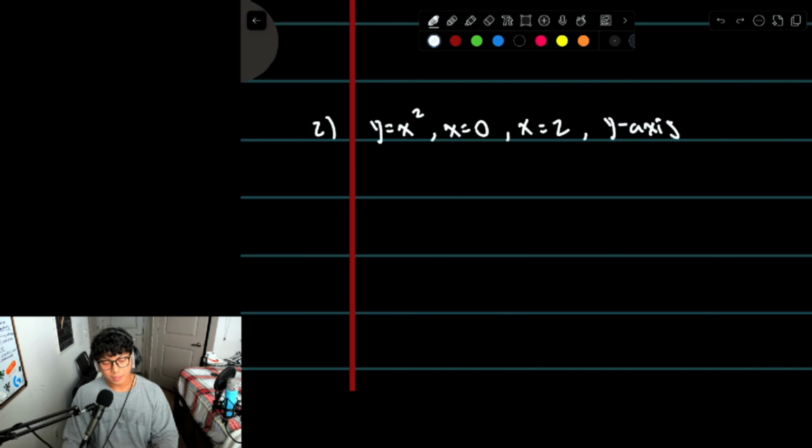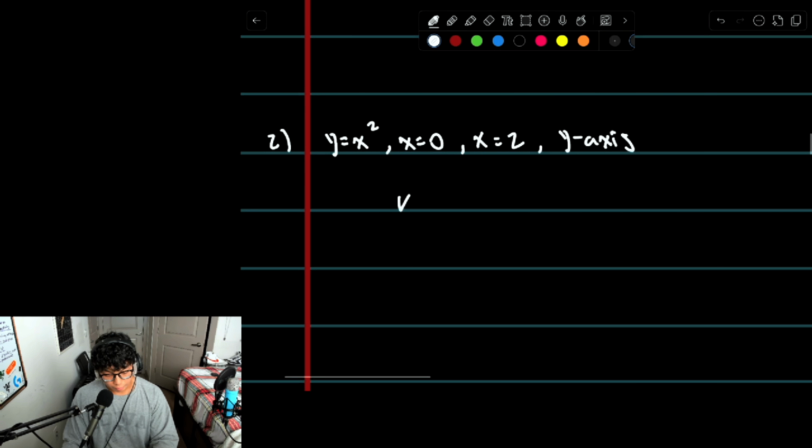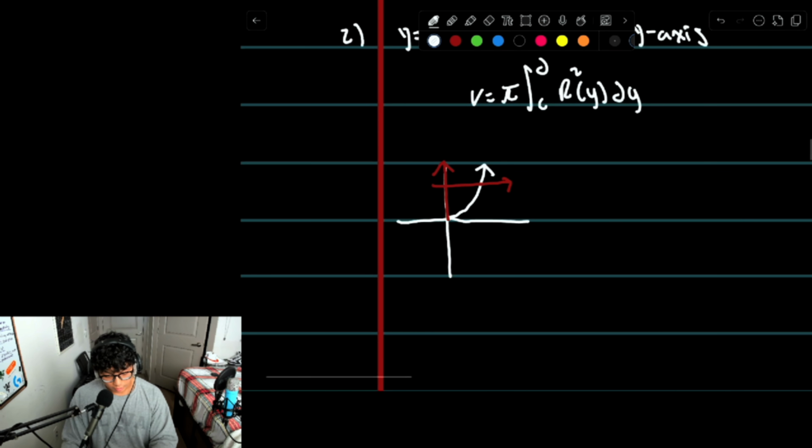So problem 2 will be similar to problem 1, except this time we're rotating about the y-axis. So now we know that our formula for volume is going to be the volume equals pi times the integral from c to d of r of y squared, which is our radius, dy. And let's draw our graph. We know y equals x squared is just a simple parabola, but we don't need both sides, so I'll just draw the right side. We're bounded by x equals 0 as well as x equals 2. So we know our c is 0 and our d is 2. And this will be our shaded region.